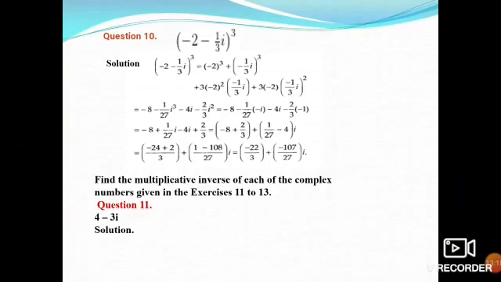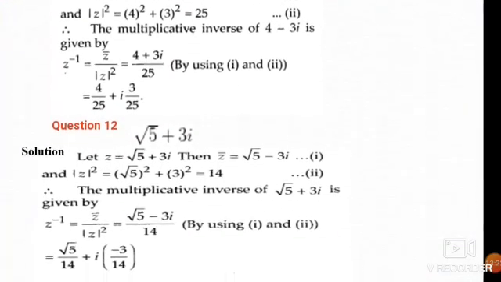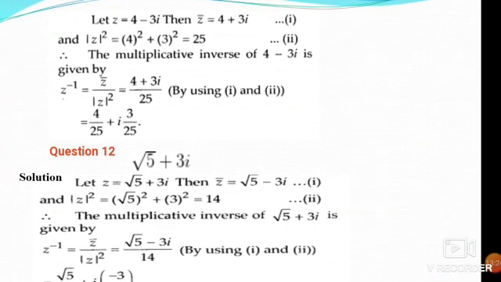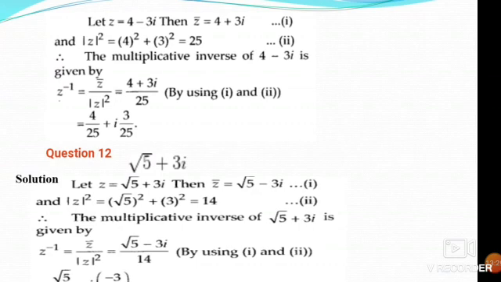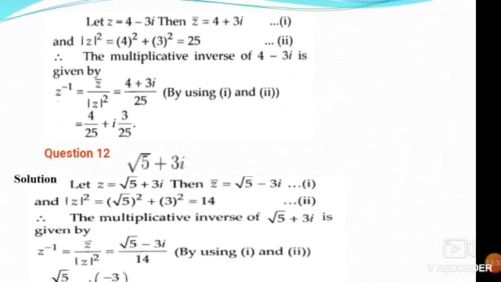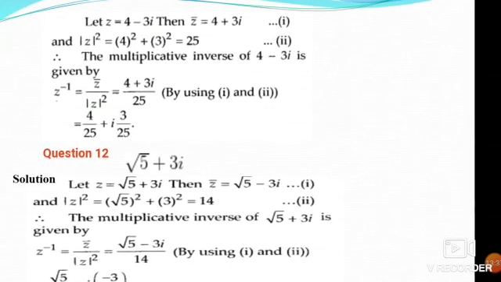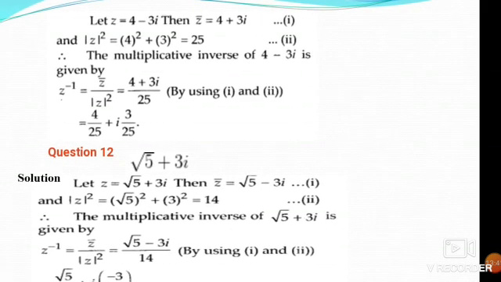Now, we find the multiplicative inverse of the complex number. The first one is 4 minus 3i. Now, z is 4 minus 3i. What is z conjugate? 4 plus 3i. What is the modulus? Modulus of z is root of a square plus b square. So, modulus of z square is 4 square plus 3 square. It is 25.